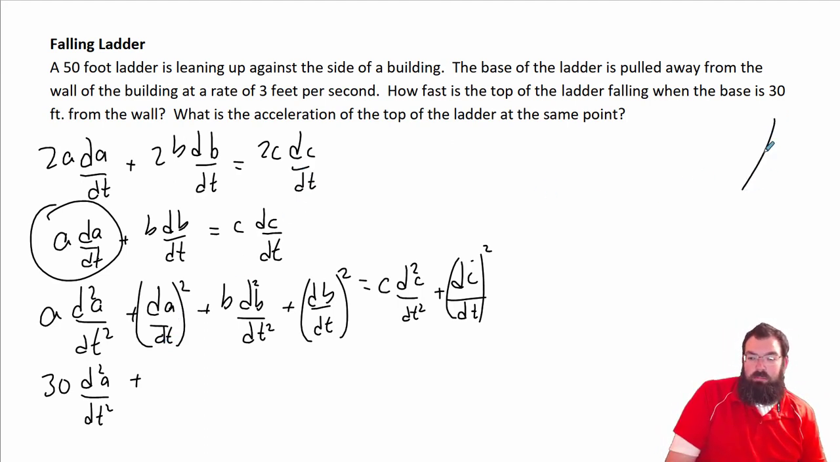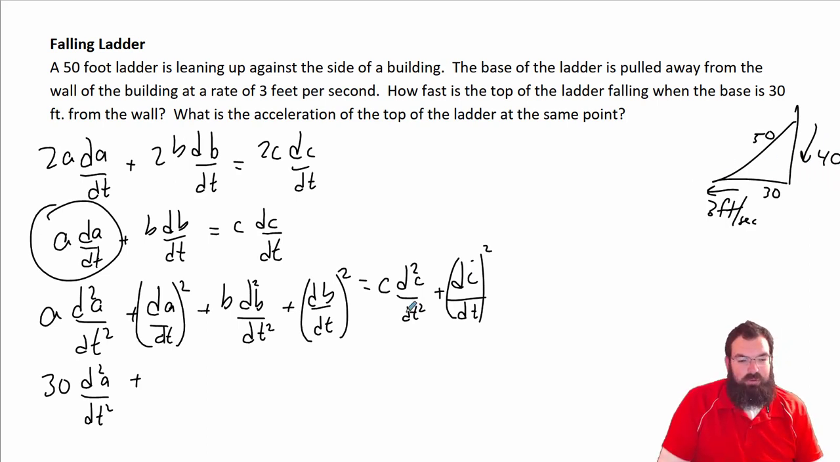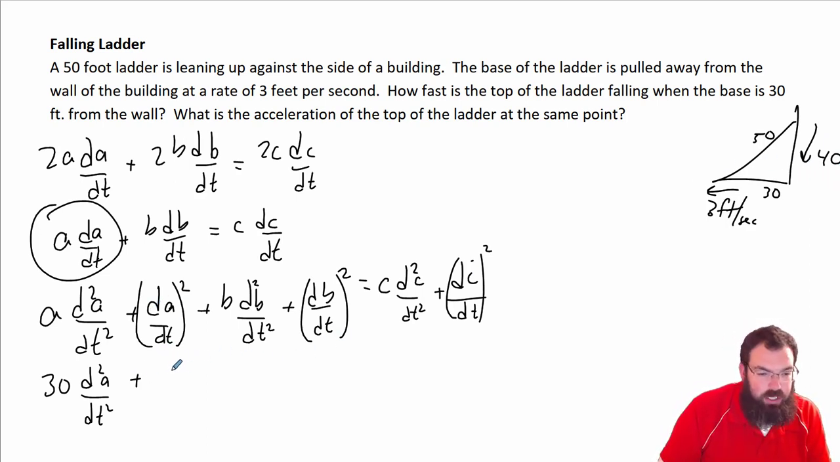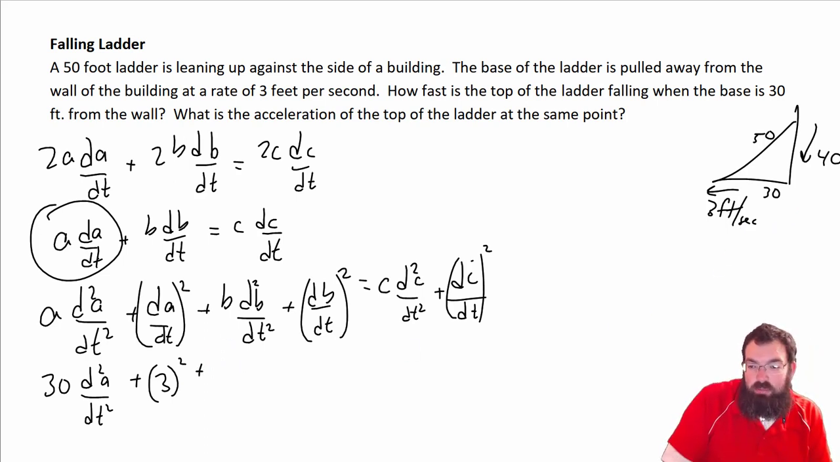Because remember, oh, that was a terrible vertical line. This was my thing. This was moving in this direction at 3 feet per second. This was 30. This was 50. I'm going down, but that's really 40, okay, after the math. And so dA is 3, so 3 squared, plus the b value, which is 40, because that's the other value there, a, b, c, right, for Pythagorean theorem.